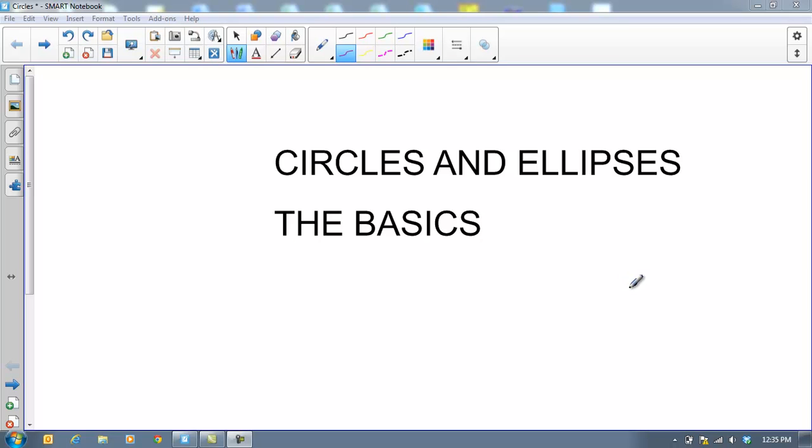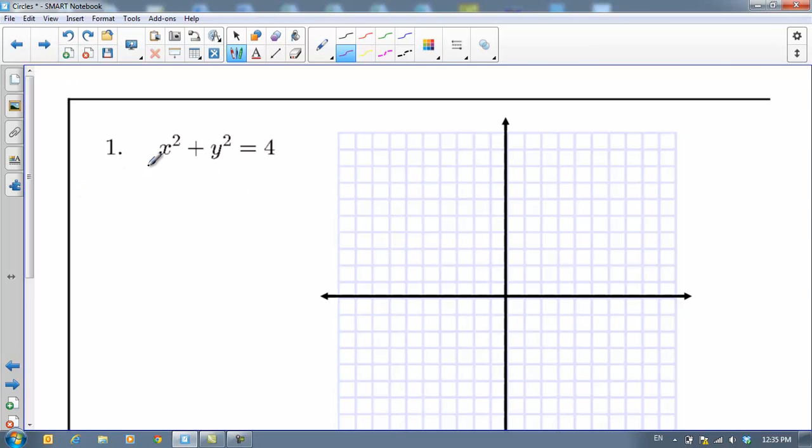Today we're going to look at the basics on how to graph circles and ellipses. This should be review for you, but I just want to make sure you know how to do this when we are dealing with circles and ellipses. So let's get after this.